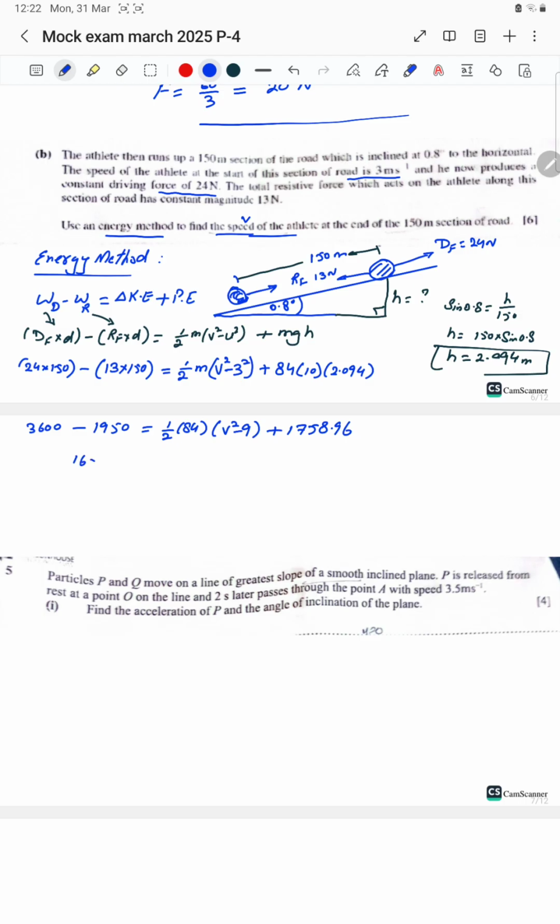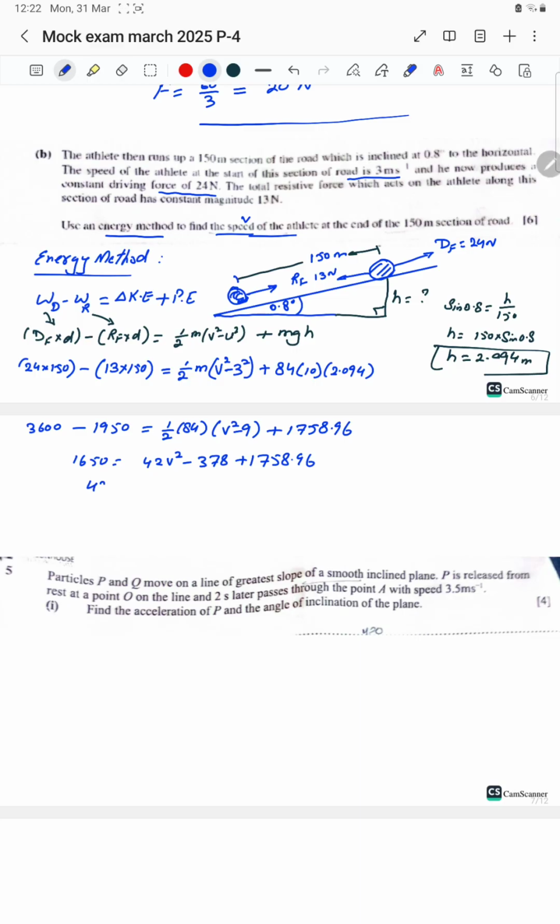We get 1650 is equal to 42 v square minus 42 times 9, which is 378, plus 1758.96. We get this value. It goes to the other side and becomes plus 1650.